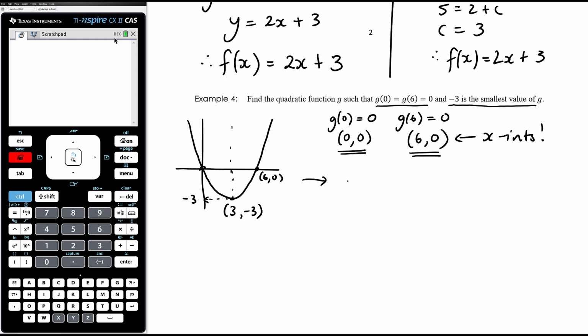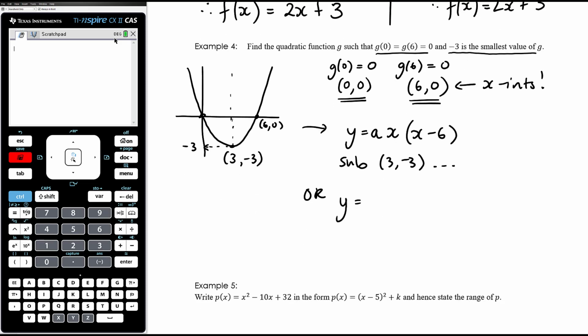So you could start with the x-intercepts if you want: a times x, for the x-intercept at 0, times x minus 6, and then sub the point (3, -3) to find a. Or you start with turning point form, y equals a times (x minus 3) all squared minus 3, and then sub either (0, 0) or (6, 0) to find a. Both will give you exactly the same solution. Perhaps let me just work through both of them so that you can see that we get the same thing. I just haven't got a lot of room here.